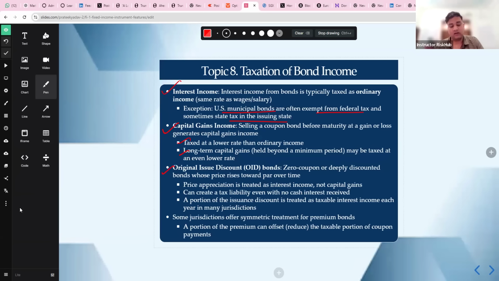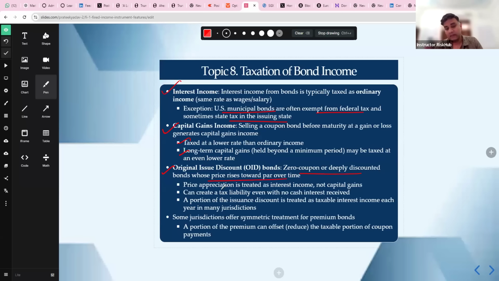Then we have original issue discount, which is OID. This is where many people get confused. OID is a zero coupon or deep discount bond. For example, buy at 700, maturity at 1000. Looking at tax treatment, even though no cash is received, the annual price increase is taxed as interest income, right? This is again very interesting.